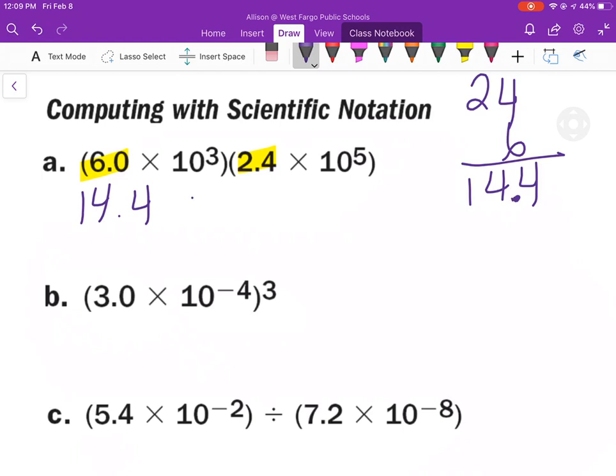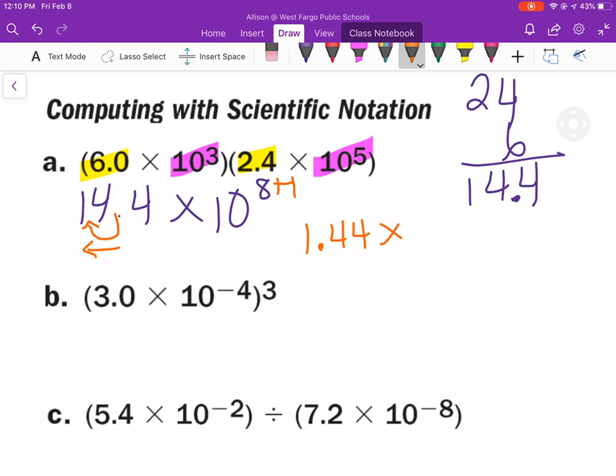Now, when you take 10 to the third times 10 to the fifth, well, your bases are the same and you're multiplying. So the rule is that you add the exponents, 10 to the eighth. Now, this is not in scientific form, because 14 is bigger than 9. So we will have to move the decimal over one to the left. Since you're going to the left here, you have to add one to your exponent. So your final answer will be 1.44 times 10 to the 9th.